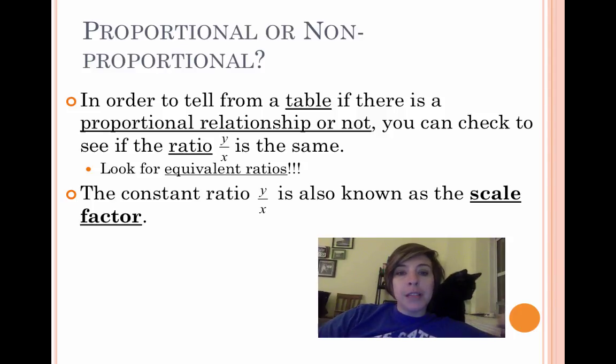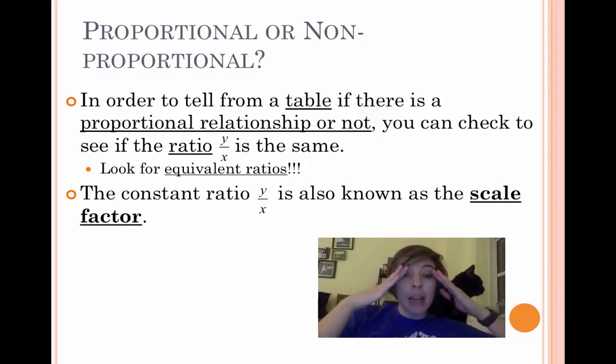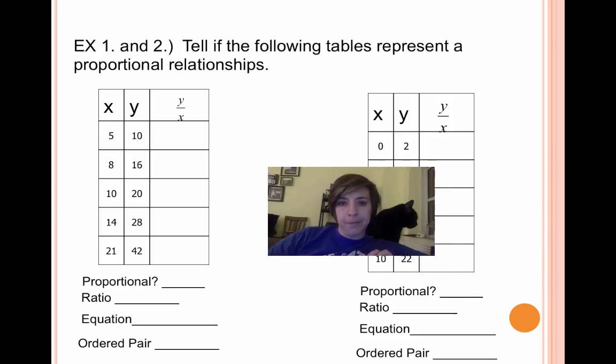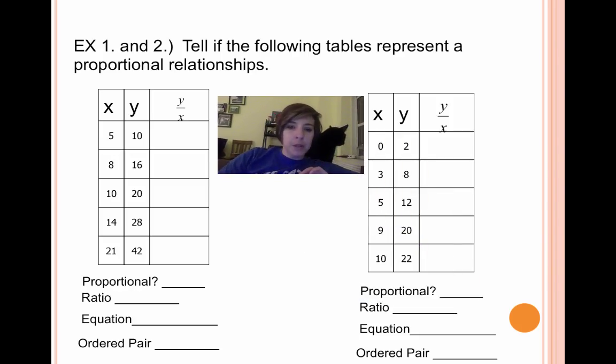Okay, so in order to tell from a table if there's a proportional relationship or not, you can check to see if the ratio, y over x, is the same. Again, look for these equivalent ratios, okay? This is super easy. Just look for the equivalent ratios. Don't let little silly mistakes trip you up. The constant ratio y over x is also known as the scale factor. I don't think you need to know that for your quiz, but you might need to know it for your benchmark test.